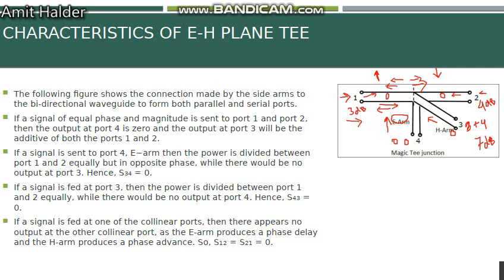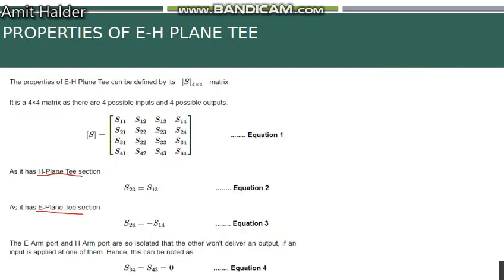If a signal is fed at one of the collinear ports, then there appears no output at the other collinear port, as the E arm produces a phase delay and the H arm produces a phase advance. That means S12 is equal to S21 is equal to 0. Now those are the properties of the EH plane T.